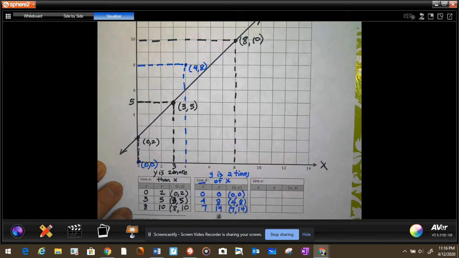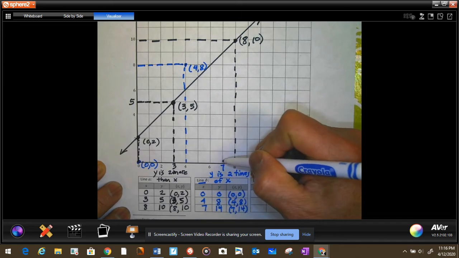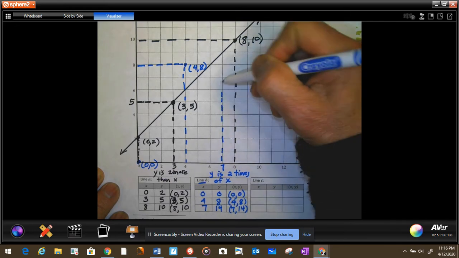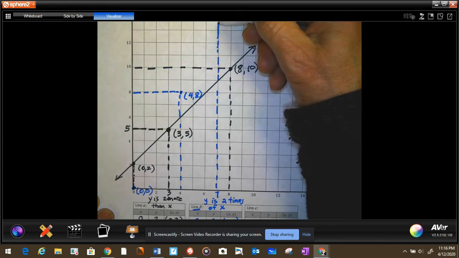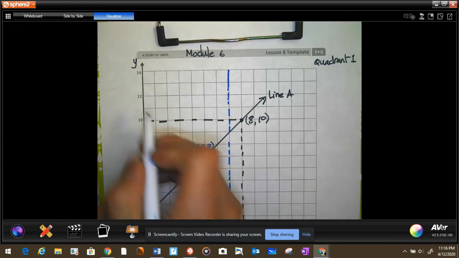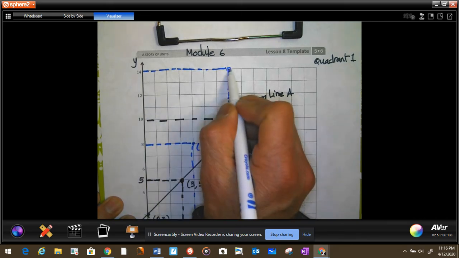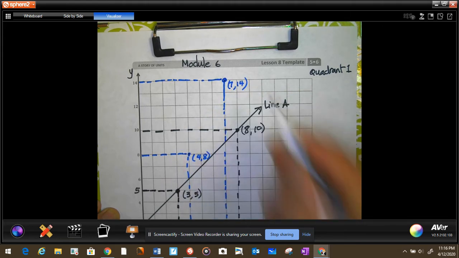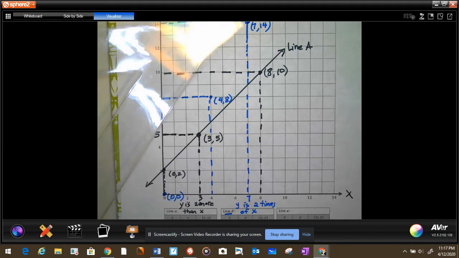The next one is 7, 14. So we're going to run to 7, which is between 6 and 8, and we're going to jump to 14. Now, this is going to be a big jump. It's going to go all the way up to 14. Okay, so now this point is 7, 14. These are the coordinate pairs. So now as you can see, we created points on a line.